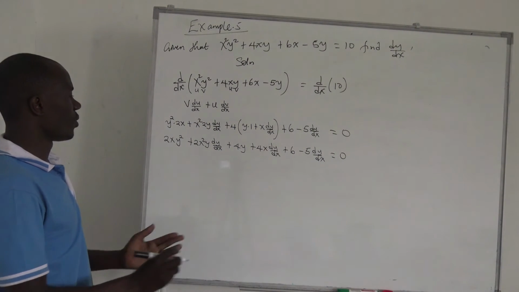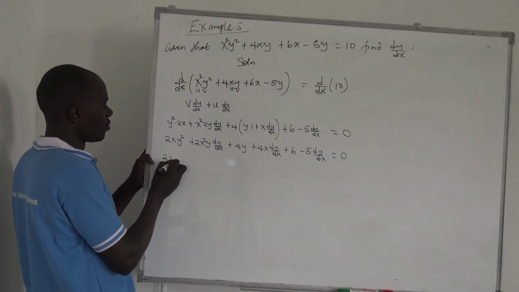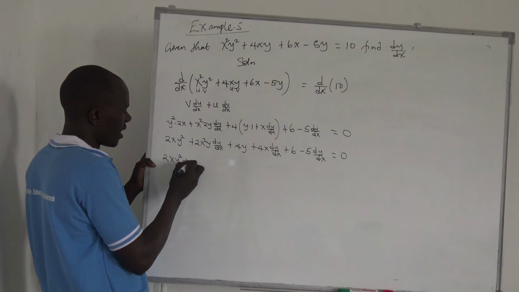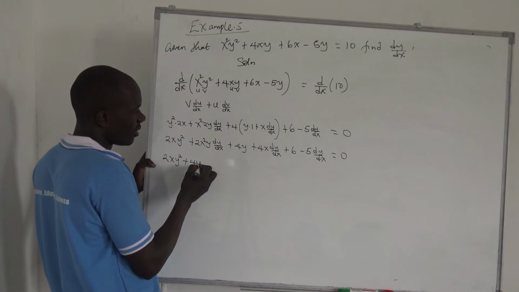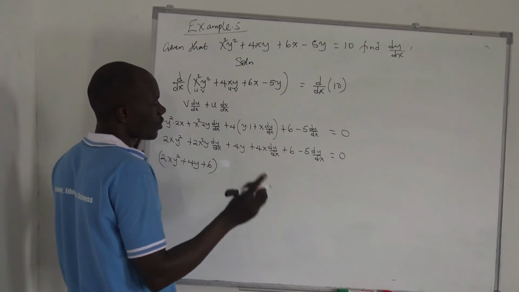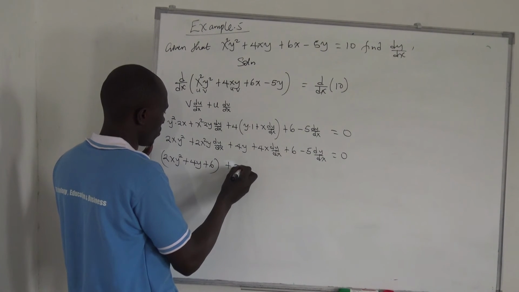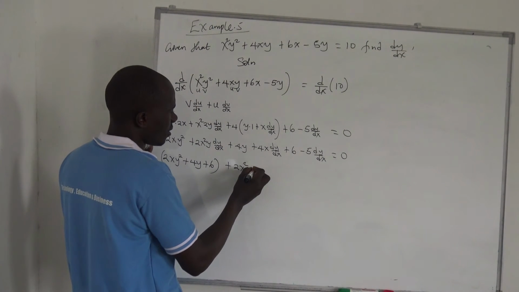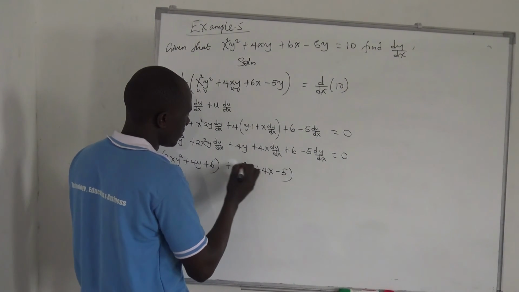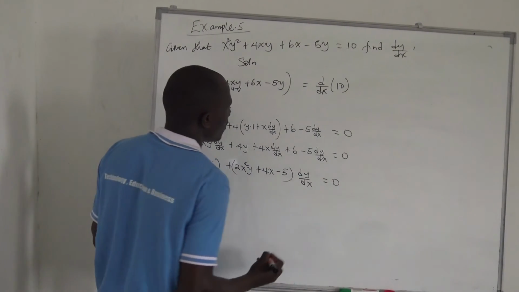So from there we collect like terms. Those with no dy/dx, bring them together. So we're going to have 2xy squared plus 4y, then plus a 6, put them together. Those with dy/dx, we bring them together. We say plus 2x squared dy/dx plus 4x minus a 5 dy/dx. The whole thing equals 0.